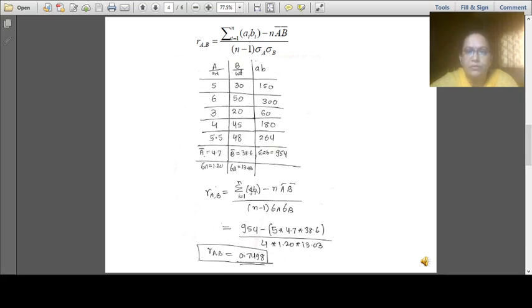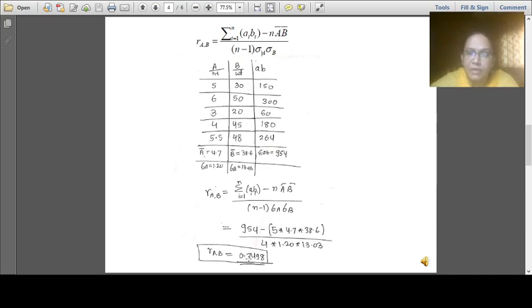then the summation of AB will be 954 minus n, that is 5 rows, times mean of A into mean of B, divided by n minus 1, that is total rows are 5, so 5 minus 1 is 4, into standard deviation of A into standard deviation of B. So if you calculate, then the correlation value, the Pearson coefficient value, is 0.74.